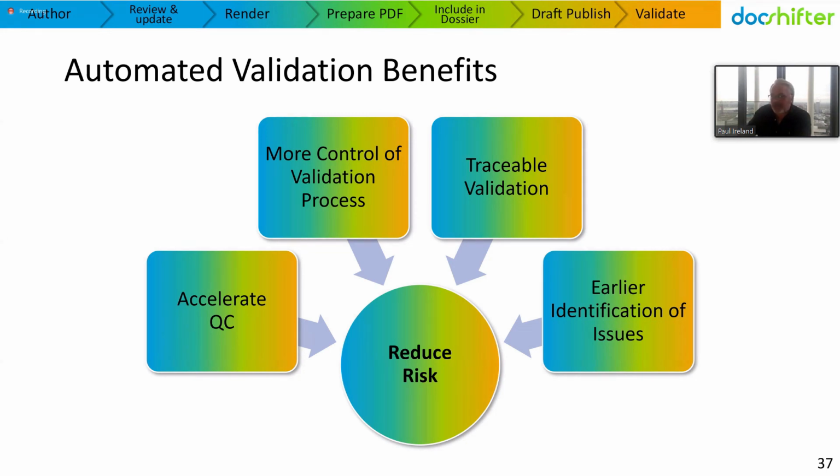But if you can reduce that by a significant percentage, you can significantly accelerate your QC process, provide a lot more control over the validation process itself, and some traceability of when those checks have been performed within your process, and identify those issues earlier on so that you can save time during your publishing and have a little bit less panic at the end of the process. So that's a summary of some of the benefits you get by fully automating the process as well.